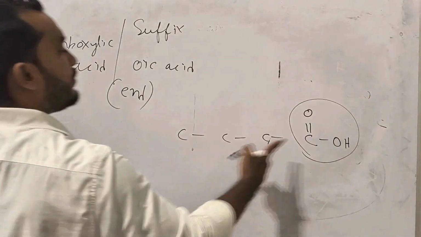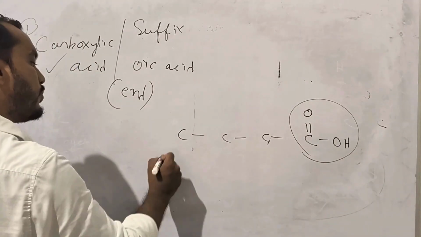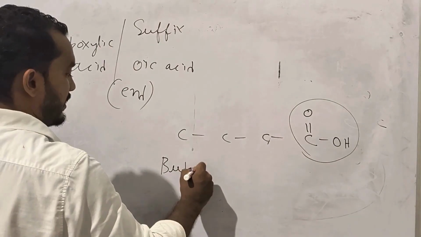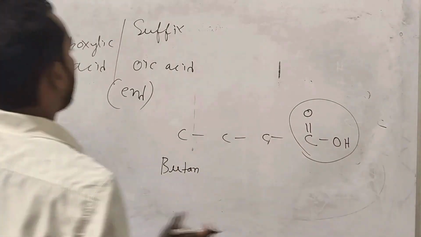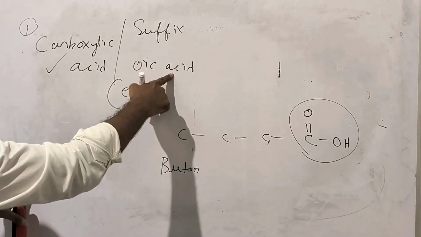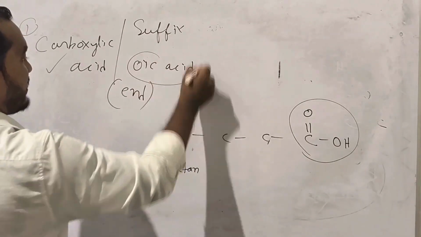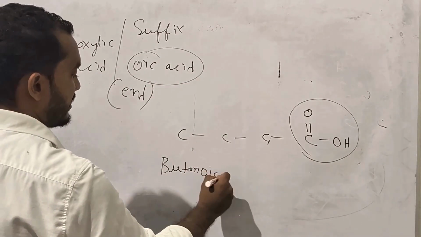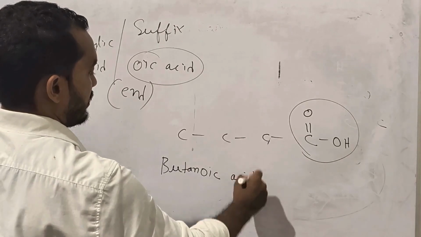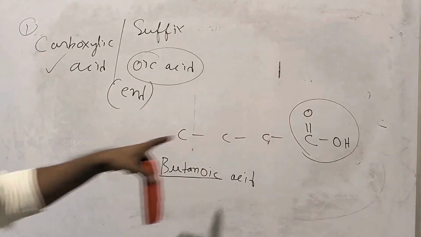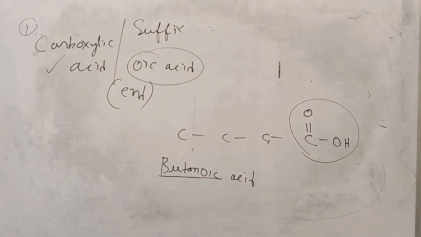Okay. Now, if you want to name this chemical compound, it will be like that. See, 1 2 3 4 carbon is there. For 4 carbon, we call it but. What is the suffix of this carboxylic acid? Oic acid, that is butanoic acid. You just add this oic acid. Butanoic acid. Okay, the name of this chemical compound is butanoic acid.